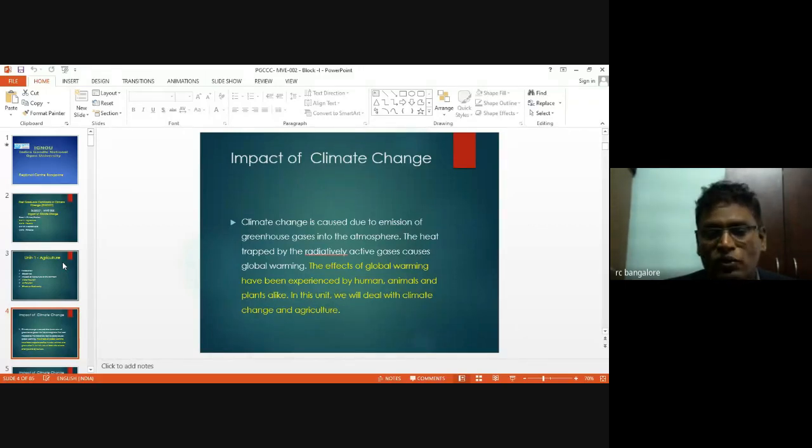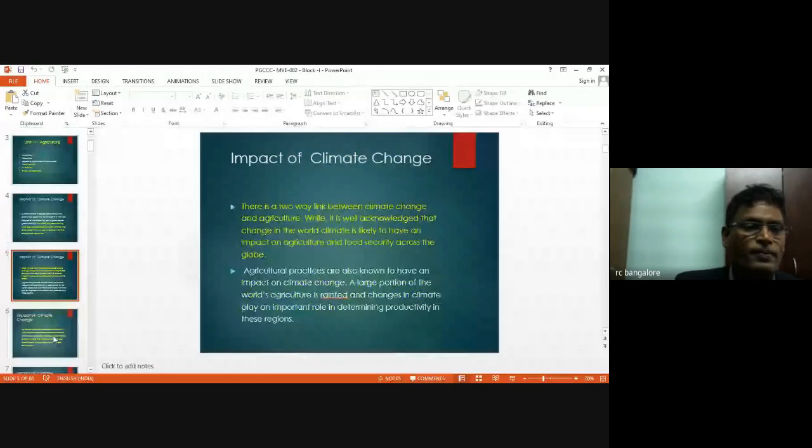In this unit, we will deal with climate change and agriculture. Particularly, this unit covers the agricultural activities which have an impact on the environment. About that we are going to study in this chapter.